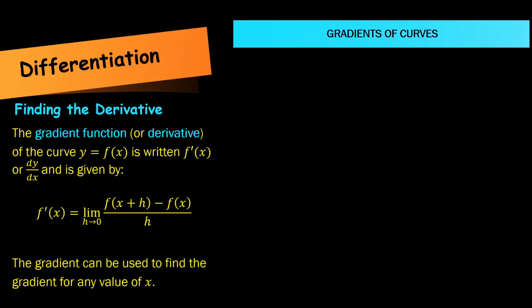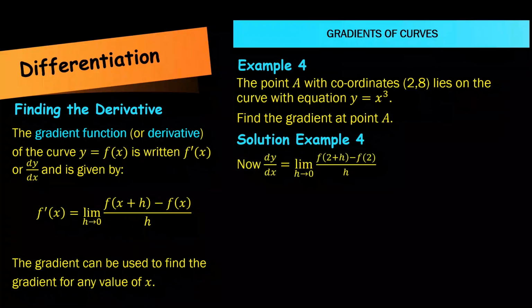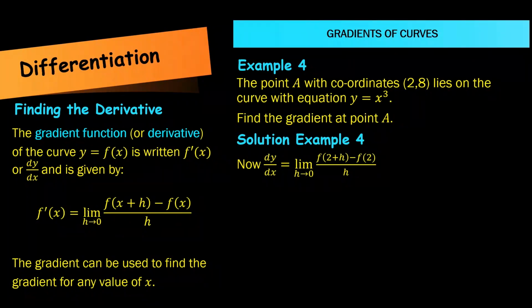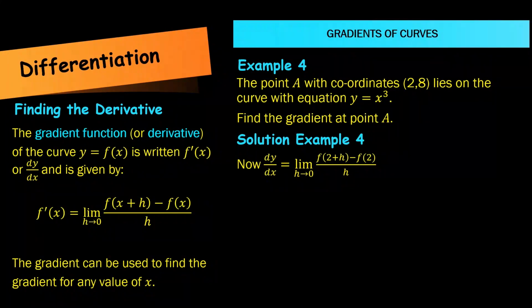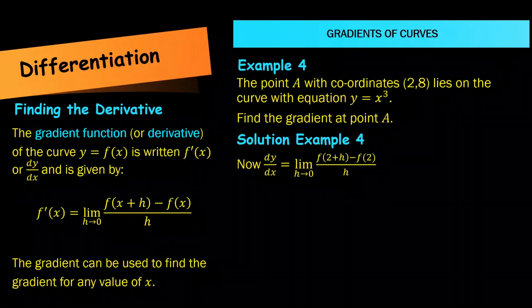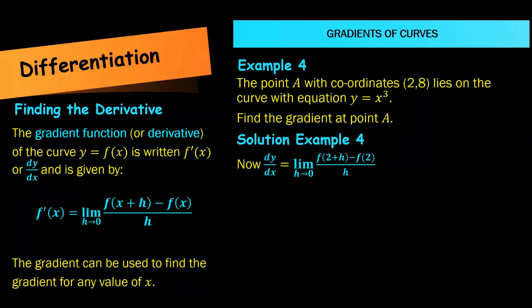Let's now take a look at an example. The point A with coordinates 2, 8 lies on the curve with equation y equals x cubed. Find the gradient at the point A. So let's solve this. Now dy dx equals the limit as h tends to 0 of f of 2 plus h minus f of 2 all over h. We've simply substituted our particular values into this equation.